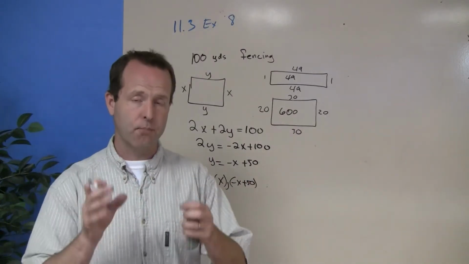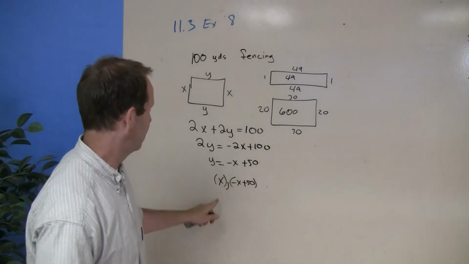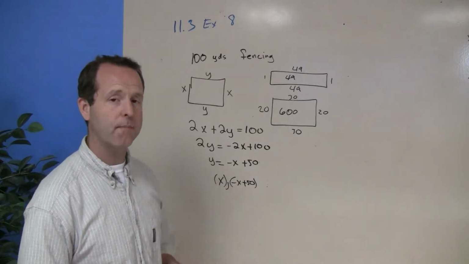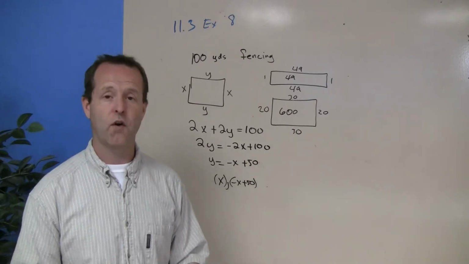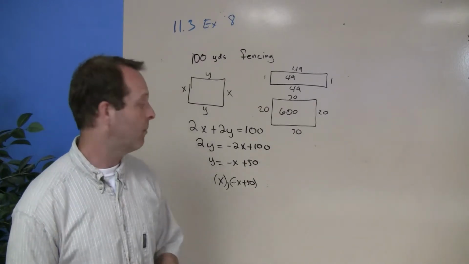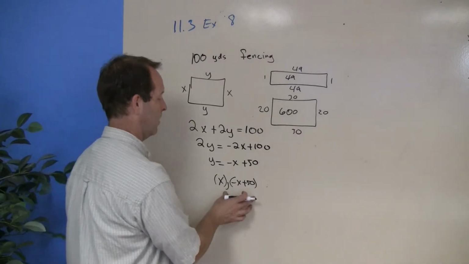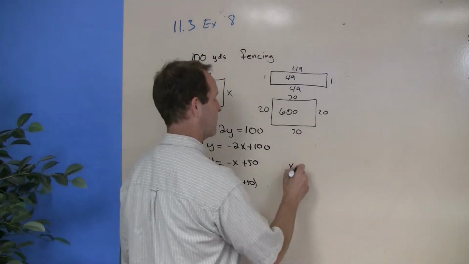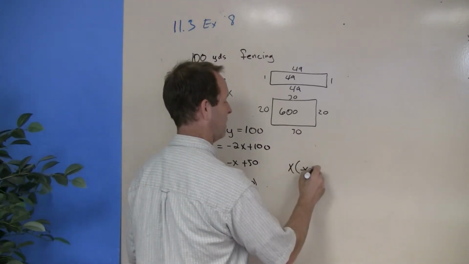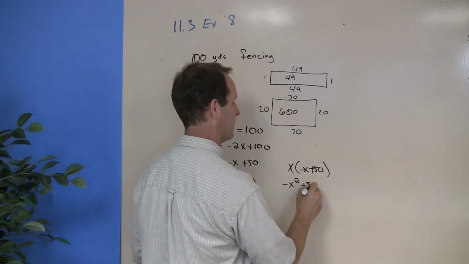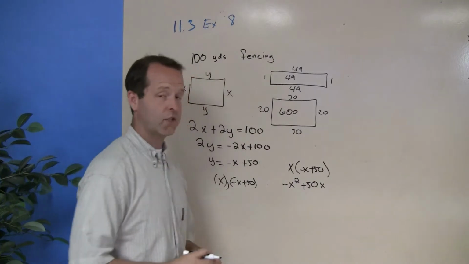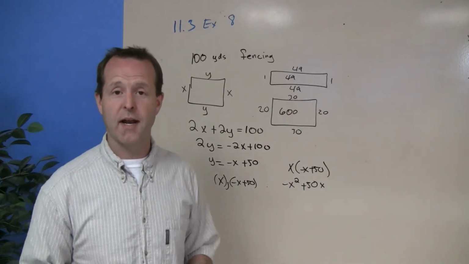I want the product of those two numbers, my width times my length, to be a maximum as far as area is concerned. And area is found by multiplying length times width. So let's multiply these two numbers. x times minus x plus 50 gives me negative x squared plus 50x. Starting to look a little bit like a quadratic equation.